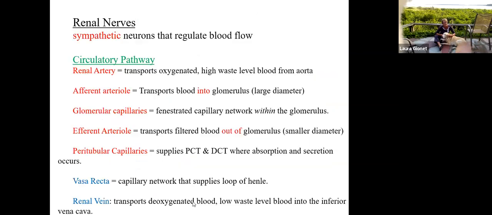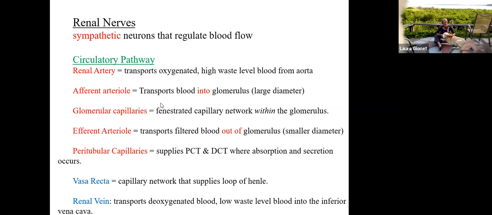Okay, so we are going to go to the next slide that is talking about not only the nerve supply, but now the cardiovascular supply and pathway, because everything has a forward direction pathway into and out of all these structures. The renal nerves, sympathetic neurons, regulate blood flow. Remember that the sympathetic nervous system is in control of vasoconstriction and dilation. So it's regulating the amount of blood circulating into the kidneys at any point in time. In the pathway, renal arteries transport oxygenated blood to the kidneys. They branch off multiple times into smaller arteries until finally we reach the vessel that's going to enter that renal corpuscle, and it does so via the afferent arteriole.